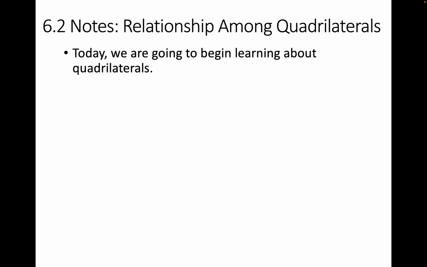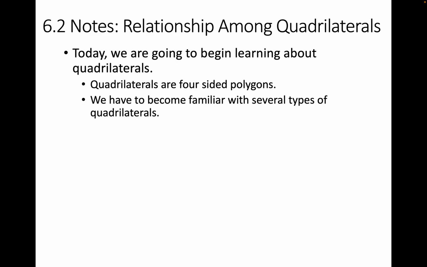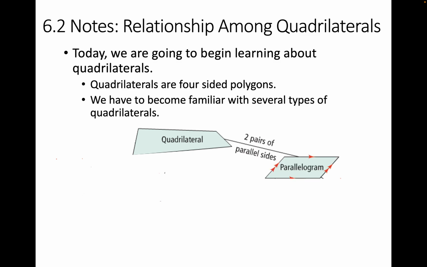So today we're going to begin learning about quadrilaterals. A quadrilateral is a four-sided polygon, and we have to become familiar with several types of these quadrilaterals. So any four-sided figure like this is a quadrilateral, and we divide them up into categories depending on how many sets of parallel sides they have. If they have two pairs of parallel sides that are opposite, then it is what's called a parallelogram.